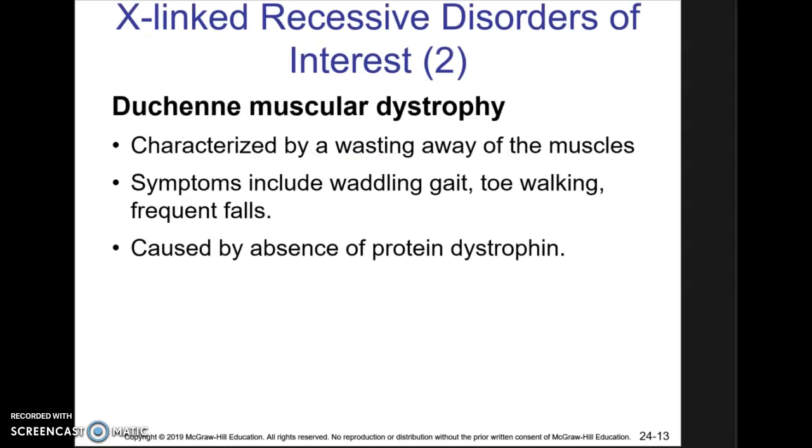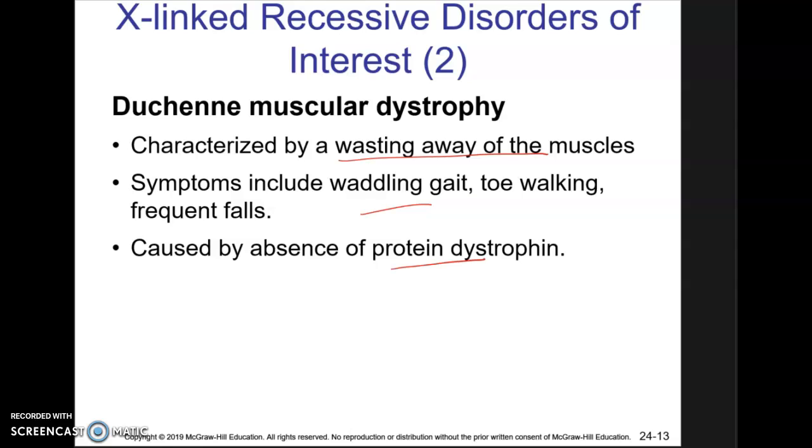Duchenne muscular dystrophy. This is a very sad disease, characterized by wasting away of the muscles. Symptoms include waddling gait, toe walking, frequent falls, and the muscle weakness intensifies until the individual is confined to a wheelchair. Usually death occurs by the age of 20, or at the max 30. The recessive allele remains in the population by passing from carrier mother to carrier daughter. And what is it caused by?